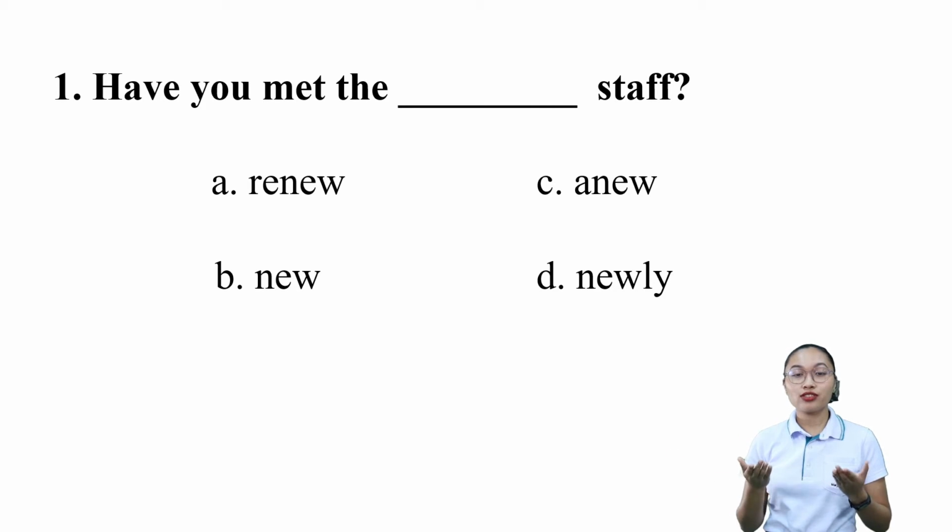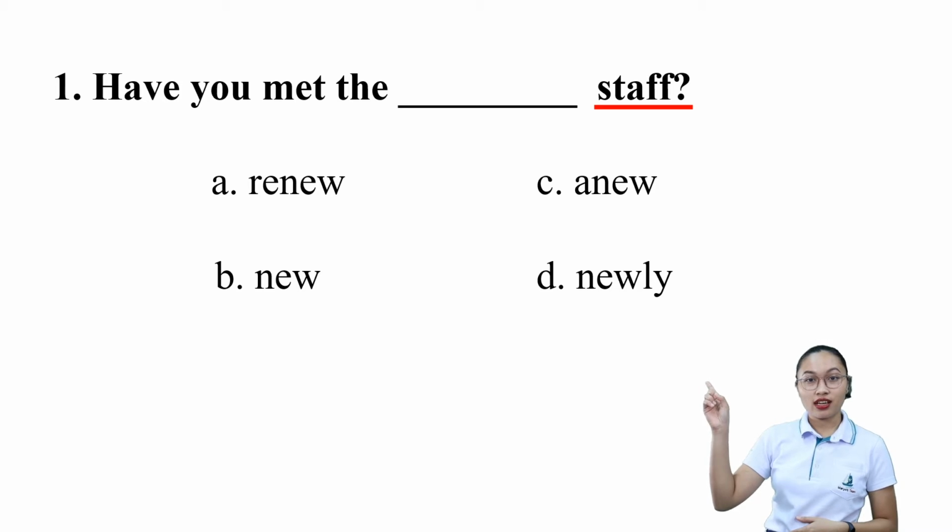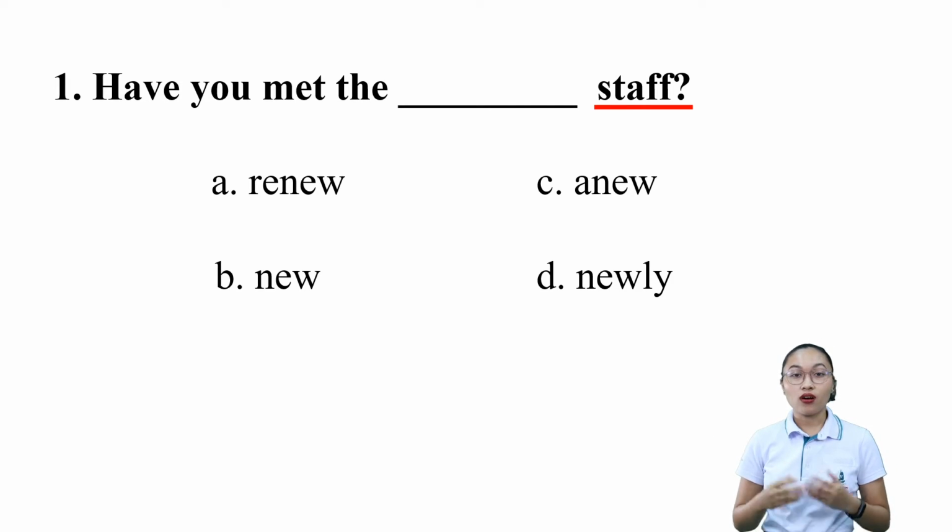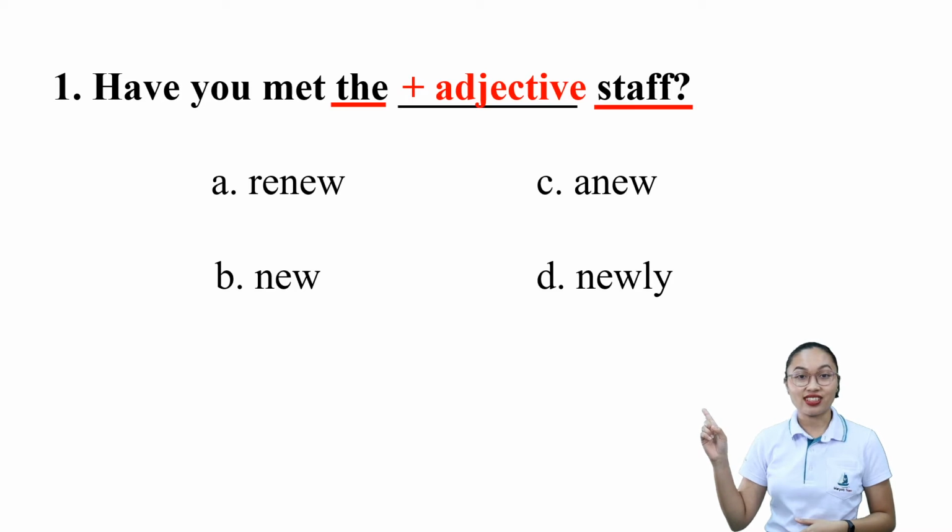The word after the blank is staff. The word is a noun. Also, you are using a definite article, the, before the blank. Clearly, what we need is an adjective. So the answer is B. New.